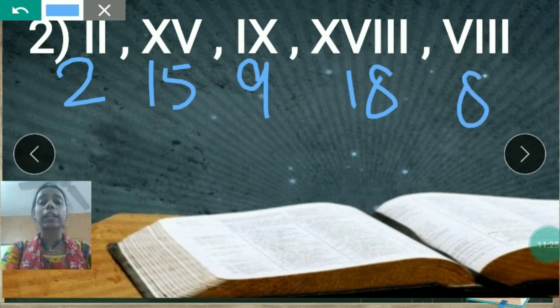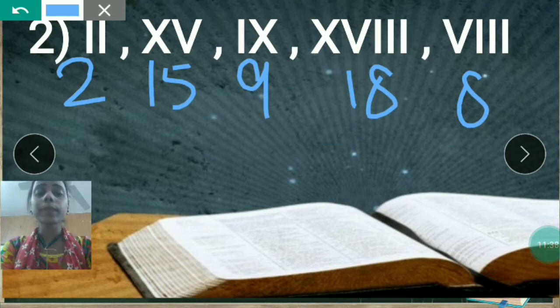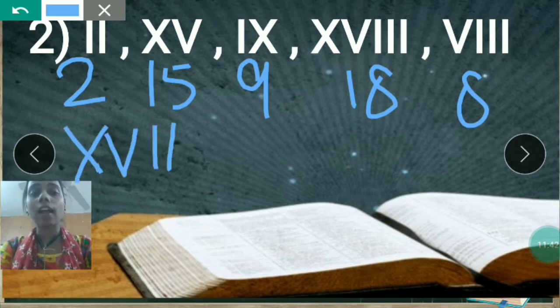Now, how we have to arrange? Now, we have to arrange all this in descending order. In which order we will arrange, dear? We will arrange in the decreasing order. So, how we can arrange it? From greatest to the smallest. So, which number is greatest here? 18 is greatest. So, I will write here XVIII.